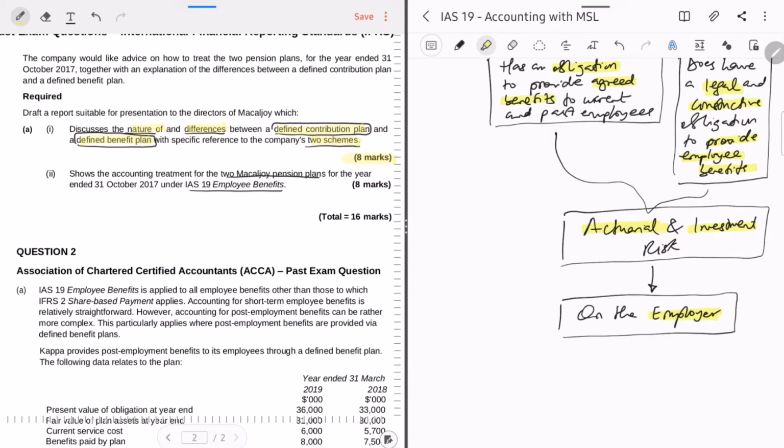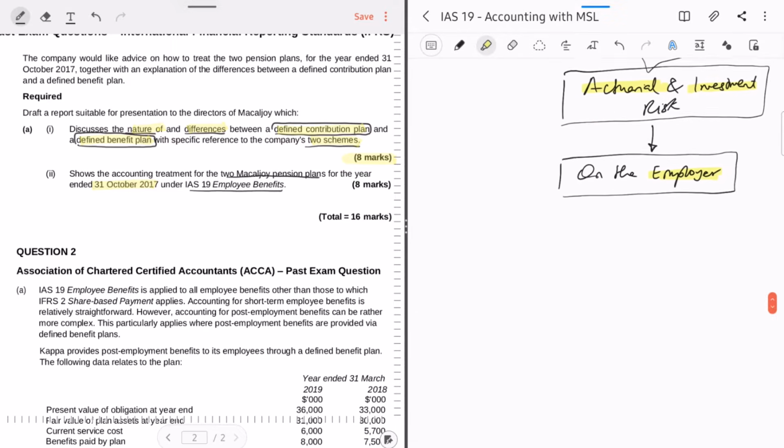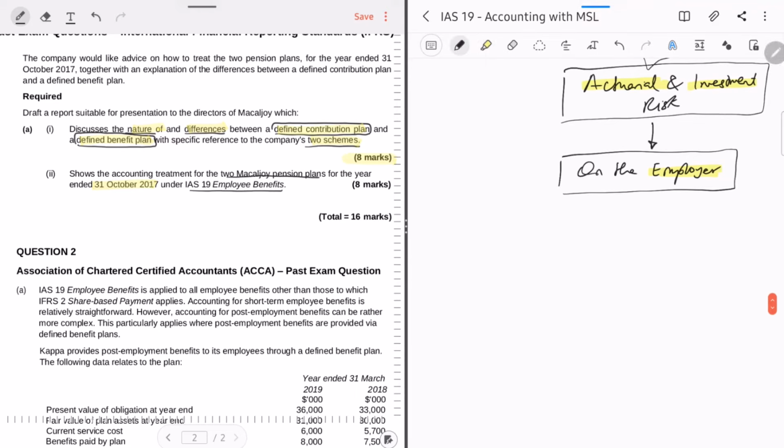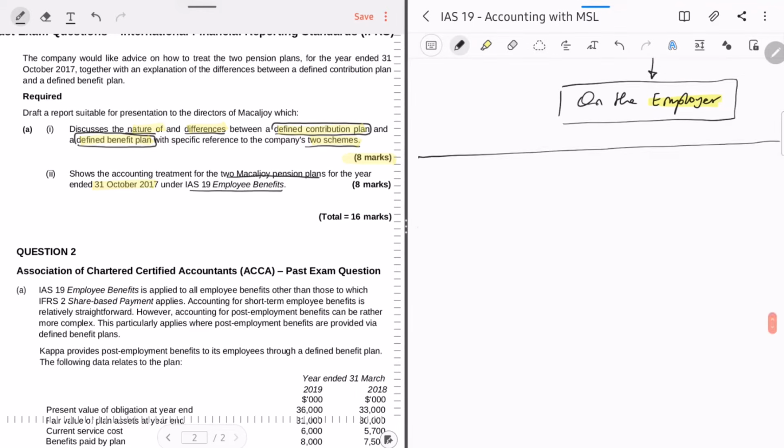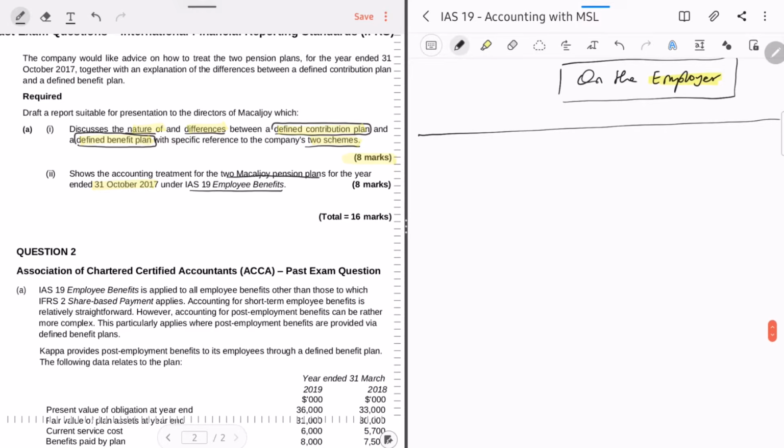Next is to show the accounting treatment for the two plans for the year ended 31st October 2017 under IAS 19. So once again, let me tell you how the accounting will be done. Then we can apply it to this particular question. So here, let's look at the accounting requirements. For accounting, it's very different, it's very distinct.